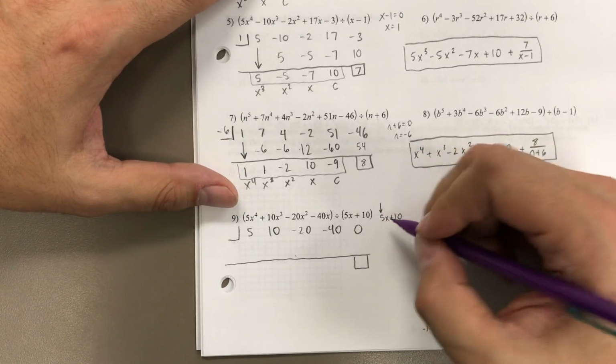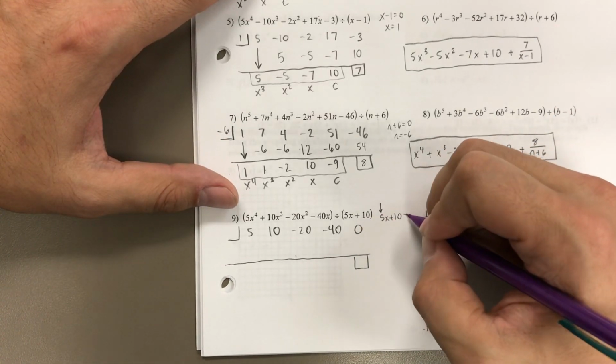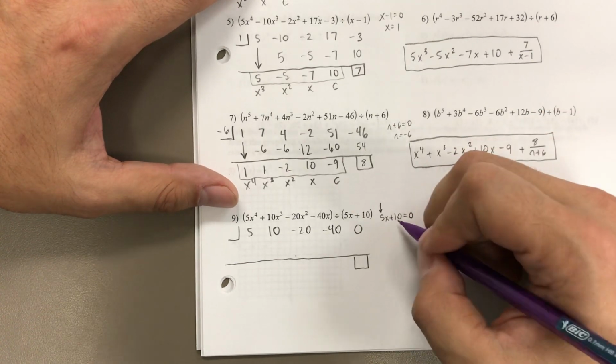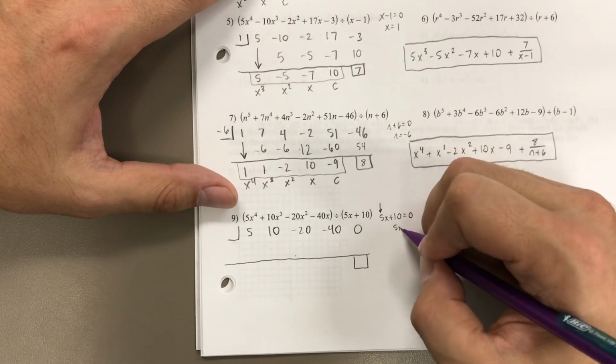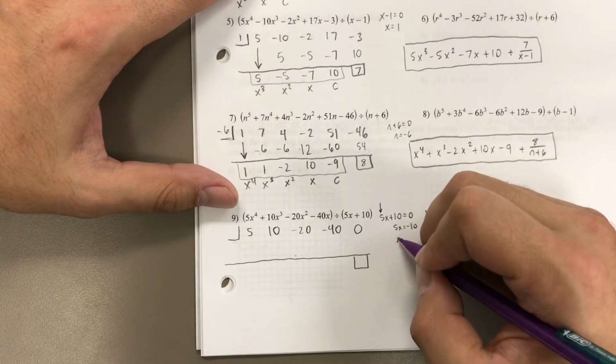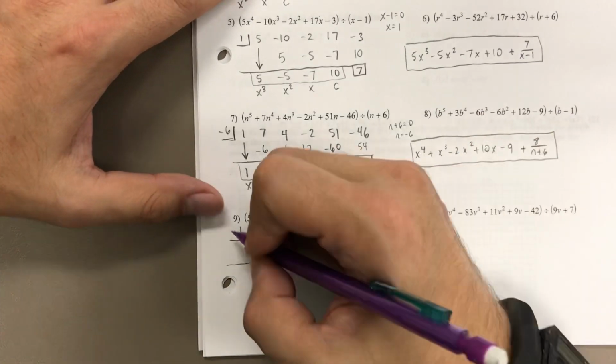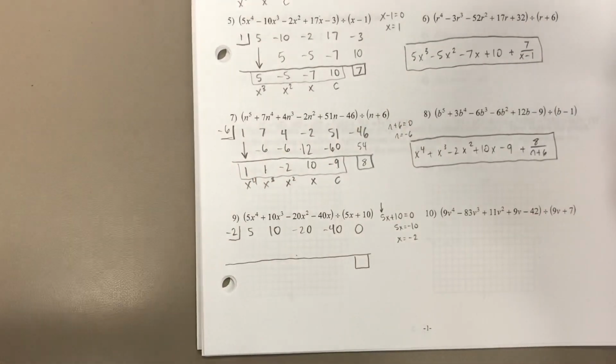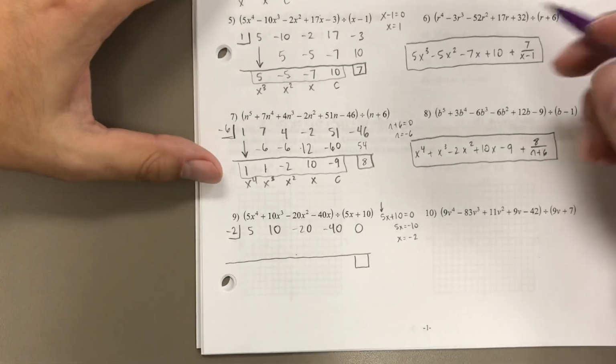But you do the same steps that you've been doing. So 5x plus 10 equals 0. Solve for x. So we're going to subtract 10. 5x equals negative 10. Divide by 5. X is equal to negative 2. So negative 2 is the number that we're going to put up here in the corner.